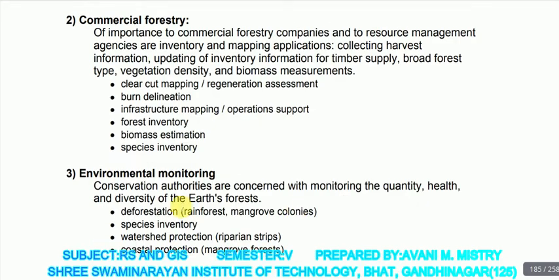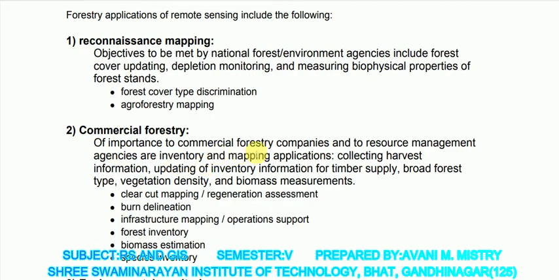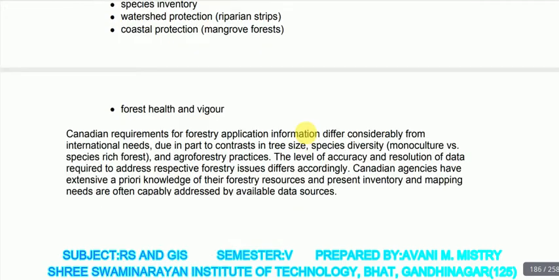Then commercial forestry. Of importance to commercial forestry companies and to resource management agencies are inventory and mapping applications, collecting harvest information, updating of inventory information for the timber supply, broad forest type, vegetation density, biomass measurements, clear-cut mapping, regeneration assessment, burn delineation, infrastructure mapping, operation support, forest inventory, biomass estimation, species inventory, etc.